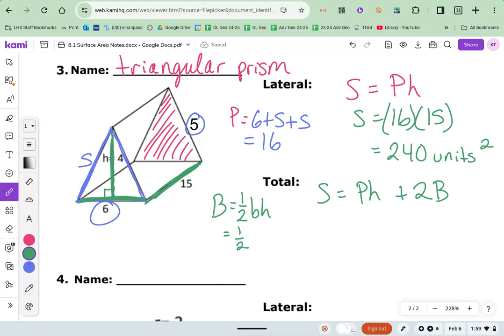Remember that song that I made? Did I play you my base and height are perpendicular song? Okay. I might have to play it for you if I forgot.